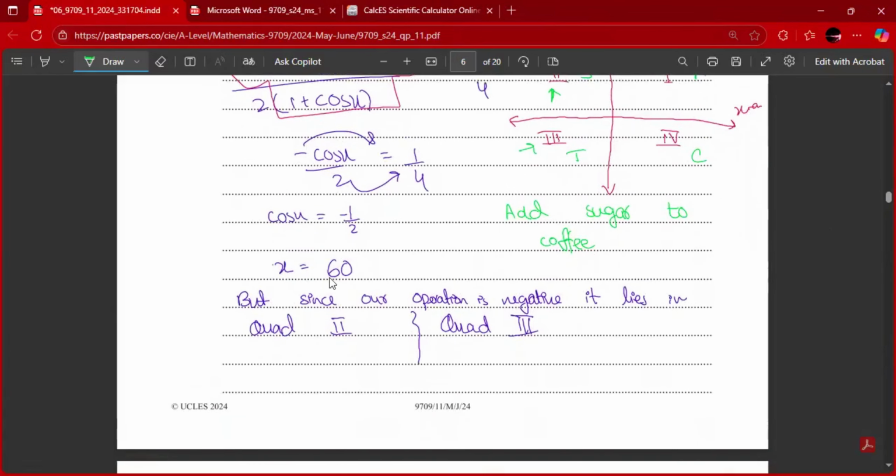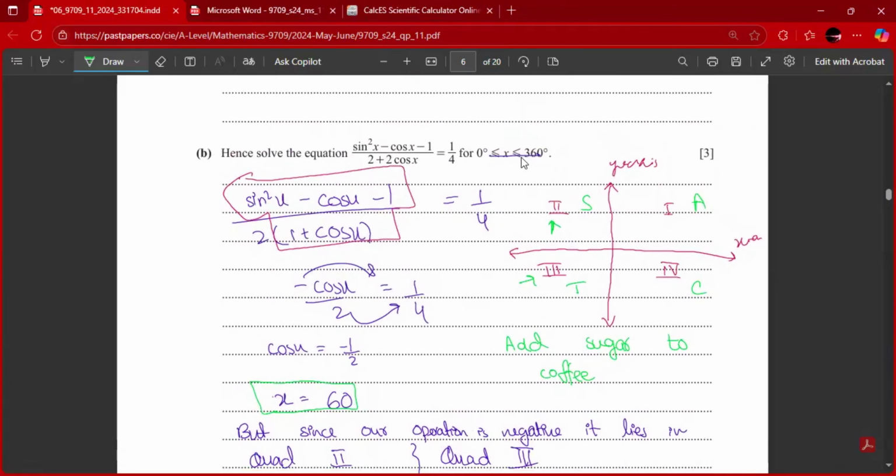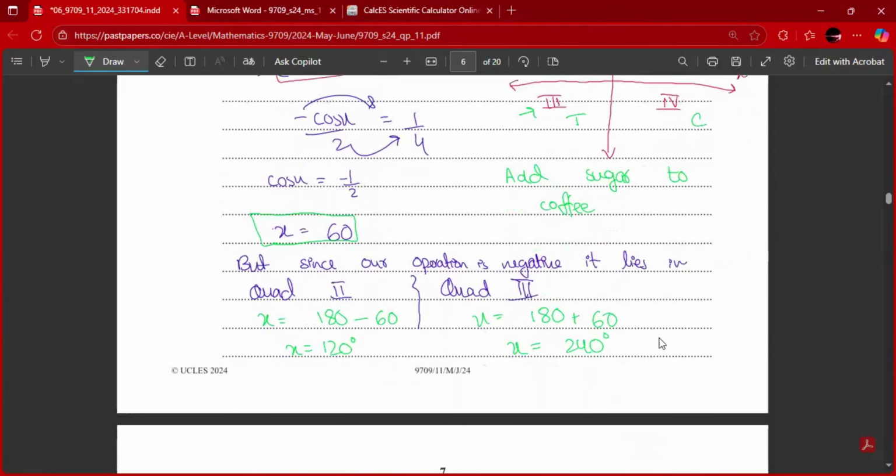So how can we find the value of our theta x in these quadrants? It's quite simple. When it's in quadrant 2, our value of theta would be 180 minus our value of x. And if it's in quadrant 3, it's again simple. It's going to be 180 plus our value of theta. So x is equal to 240 degrees and x is equal to 120 degrees. Both our values are within the range 0 to 360, which is given. You have to make sure that it's within the range. Sometimes it's written 180 instead of 360, so our final answer won't include this value.